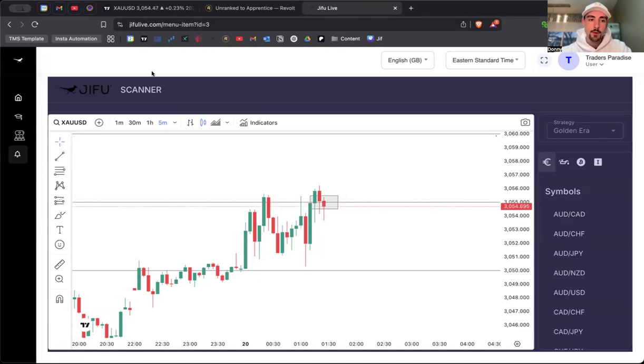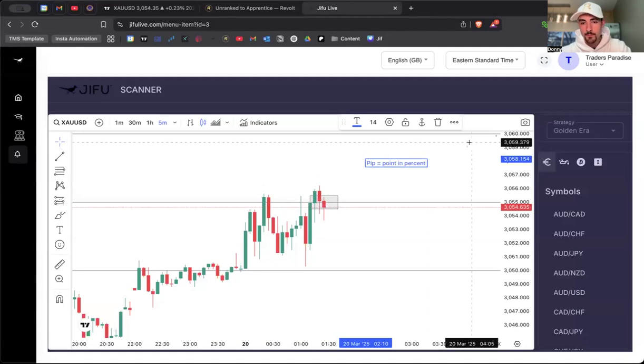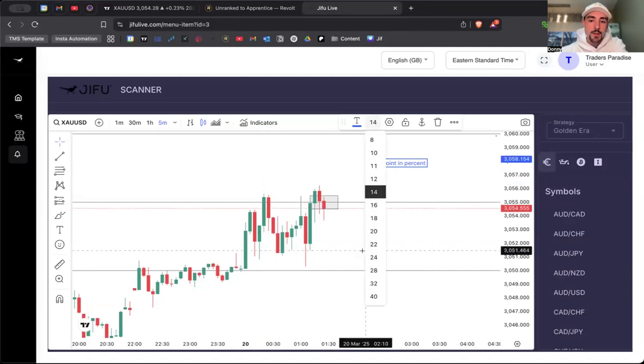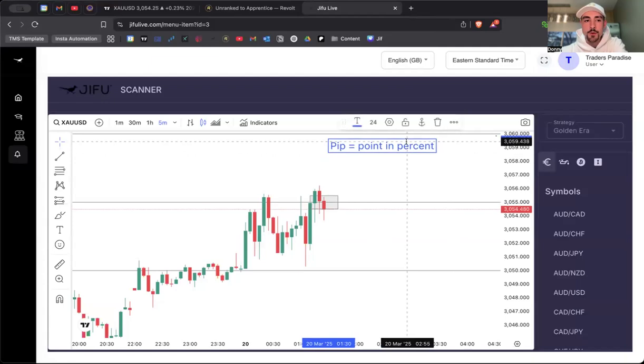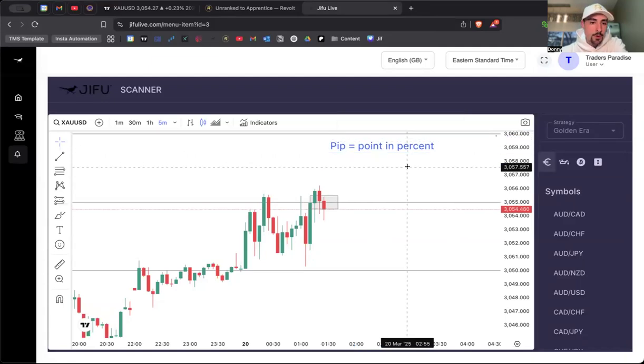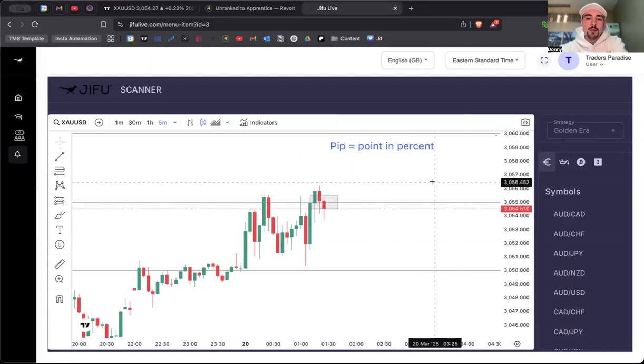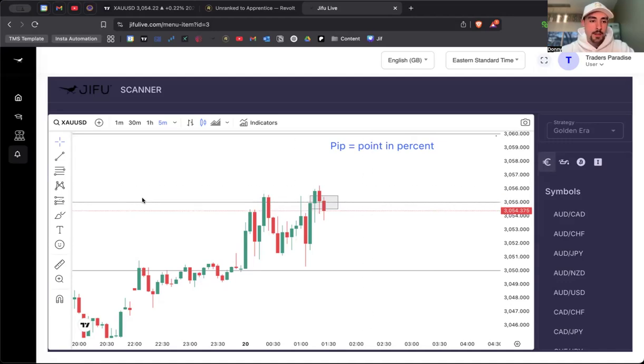What's a pip, if I may? Great question. So a pip equals point in percent. That's what the word pip means. A pip is essentially a unit of measure in the market. It's what you're using to measure the distance from price moving from here to here or from here back over here.